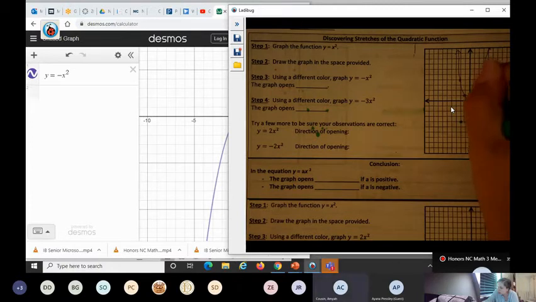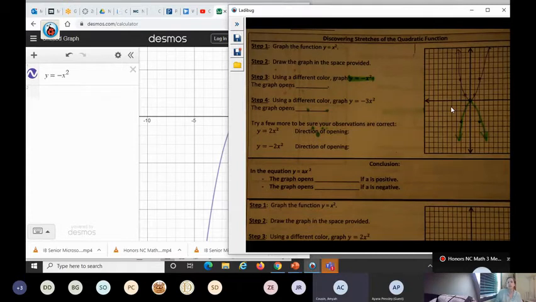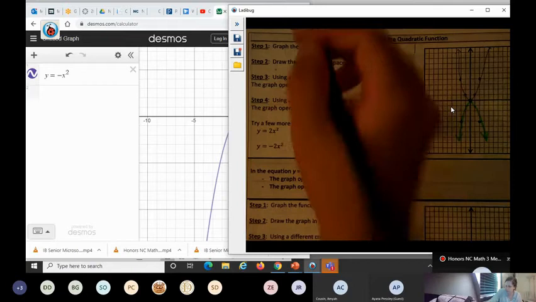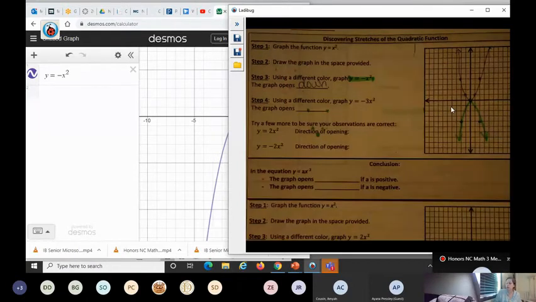Okay, so you should have something like this for y equals negative x squared. Does this graph open up or down, the green? Down. Very good, thank you. Okay, so this graph is going to open down.